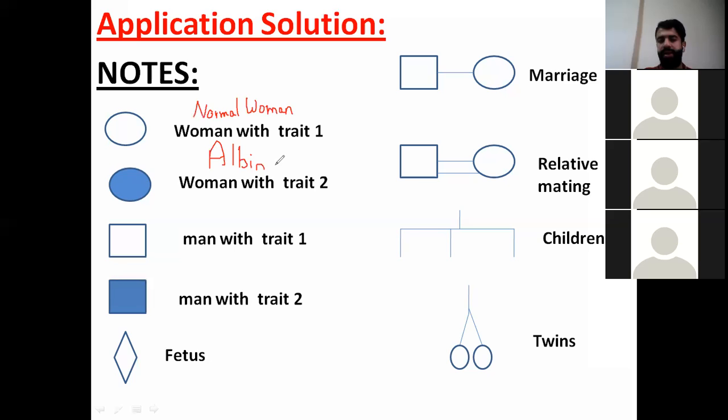Okay, this is an example. Albino woman. This is the box. Always the white one is going to be for the normal. So this is the normal man, or normal male. Normal man. And this is the albino man.